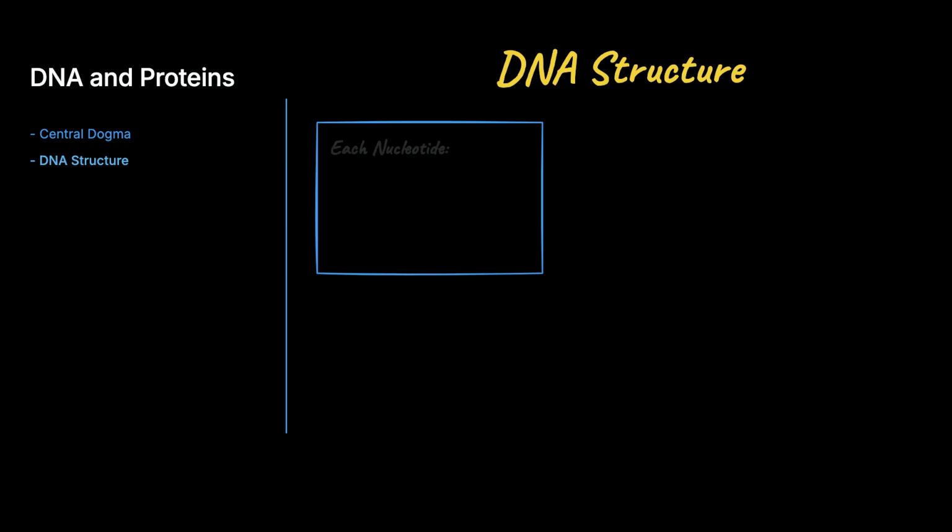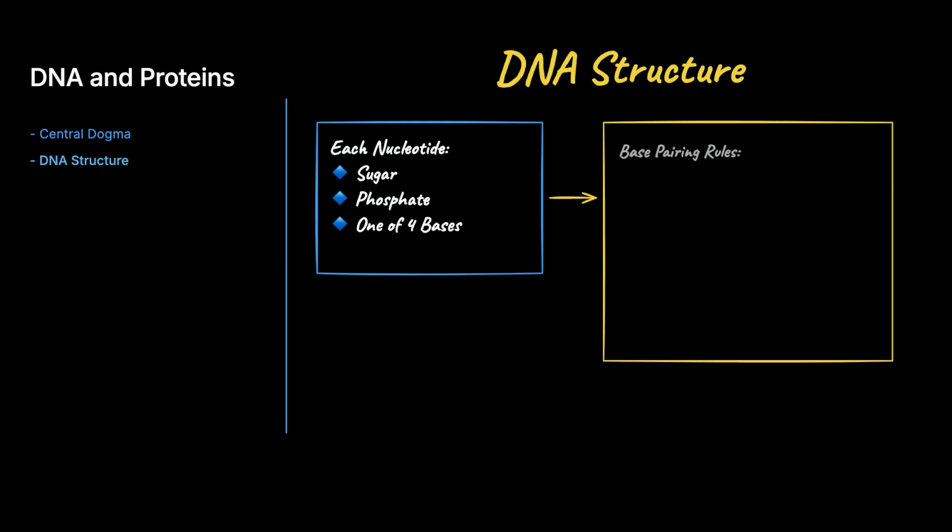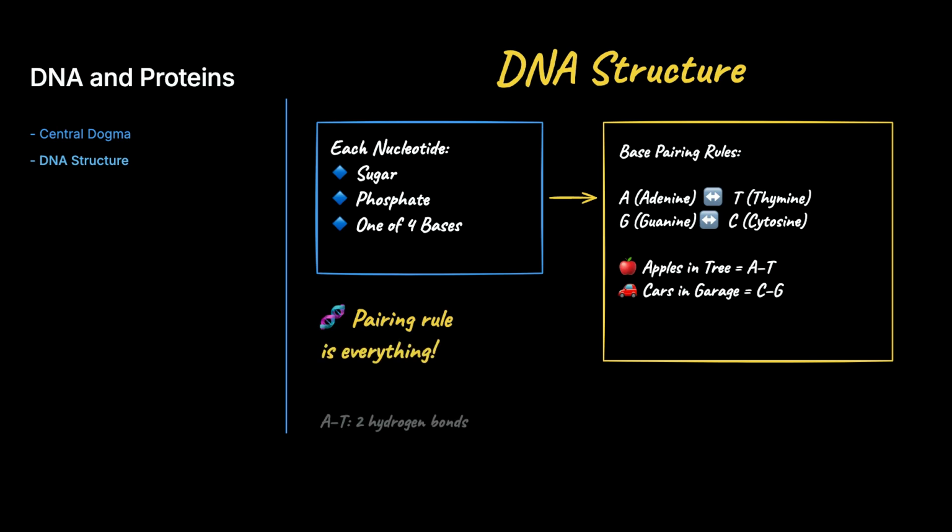Let us look at DNA, a twisted ladder built from units called nucleotides. Each has a sugar, a phosphate, and one of 4 bases: adenine, thymine, guanine, cytosine. The pairing rule is everything. Adenine bonds with thymine, guanine with cytosine.